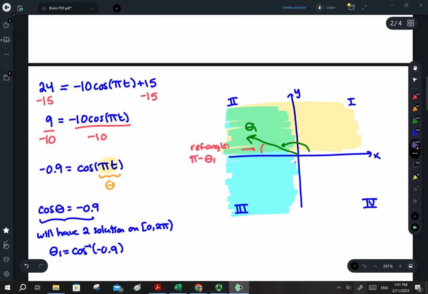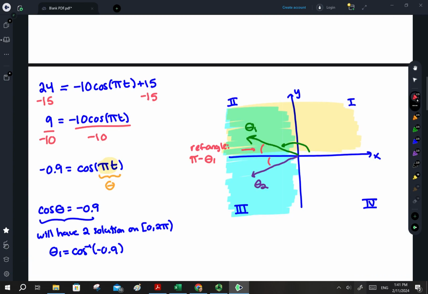Whatever my theta 2 is, I know it's in quadrant 3, and for it to have the same cosine, it has to have the same reference angle. But now, because theta 2 is in quadrant 3, the reference angle is telling me how much further past pi I have to go. So theta 2 is pi plus the reference angle, which is pi minus theta 1, making my theta 2 2 pi minus theta 1. So 2 pi minus the inverse cosine of negative 0.9.